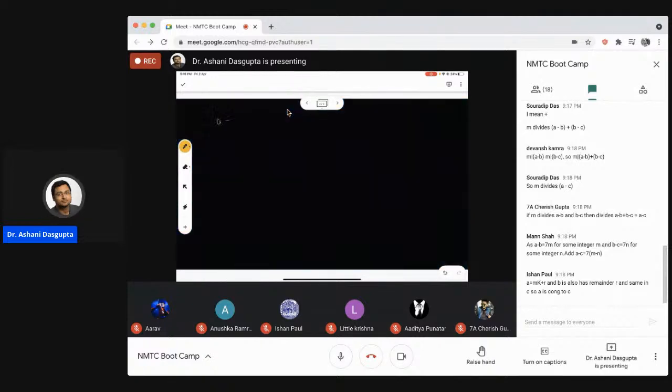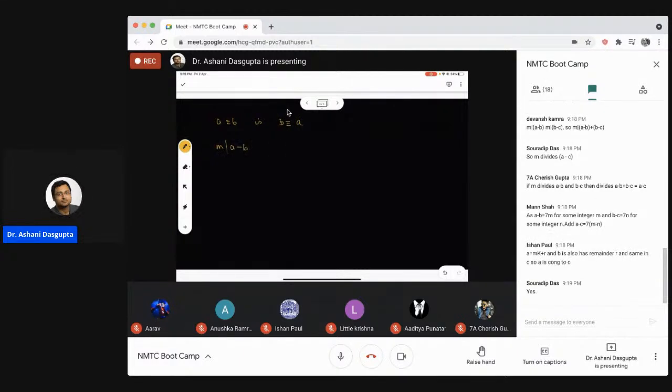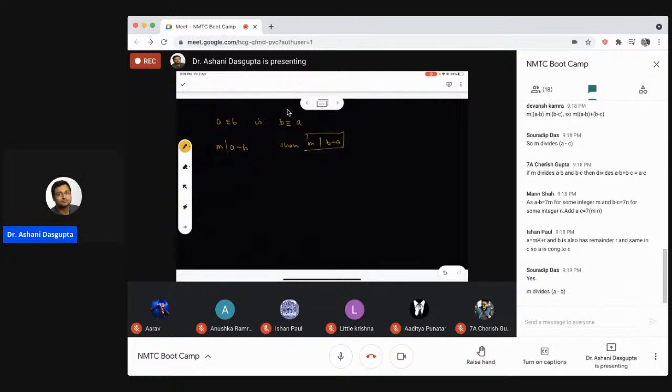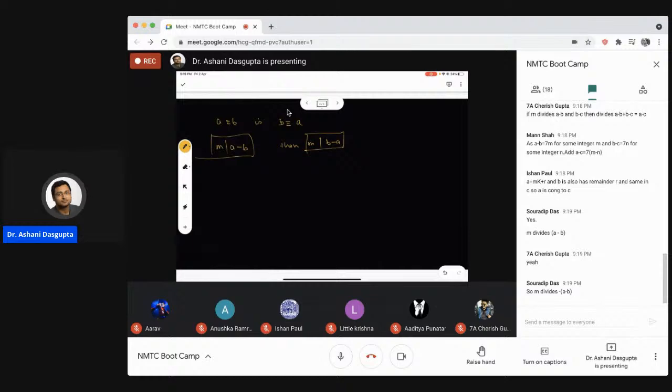Finally, do we have the symmetric rule? If A is congruent to B, is B congruent to A? Of course, if M divides A minus B, then certainly M will divide B minus A, right? Okay. So what happens? So this much I think all of you understand.